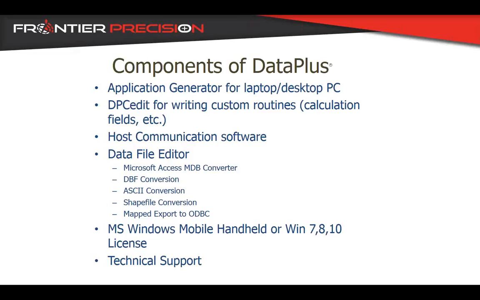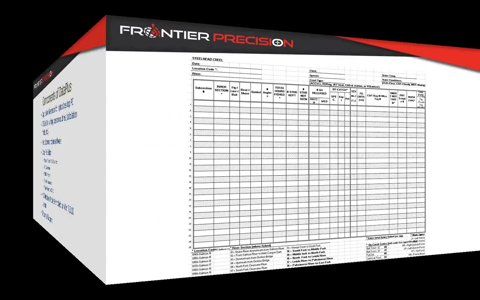The package also includes a single handheld license, so you can run your data collection app in the field on your Microsoft Windows mobile device or on your full-blown Windows 7, 8, or 10 device. And then lastly, technical support. Most people within an organization will have at least one application generator, and then depending on how their offices are distributed, they may have multiple host communication software and data file editors for communicating with remote devices and downloading data, and then of course many handheld licenses for their field data collection.